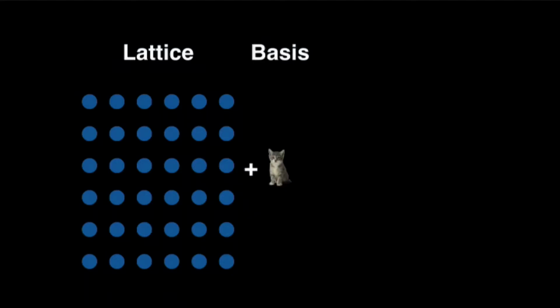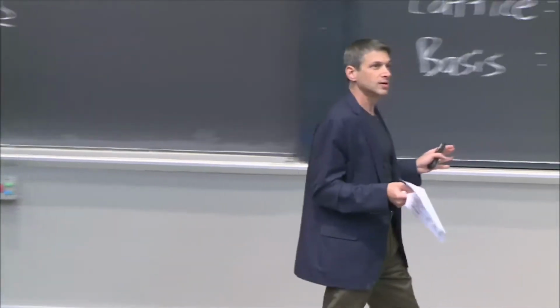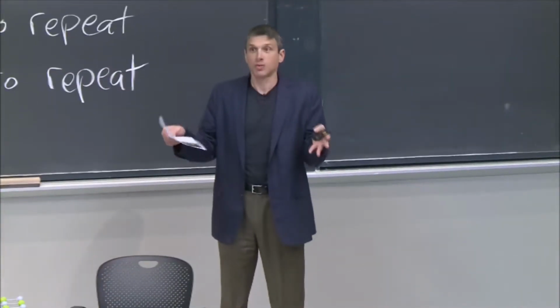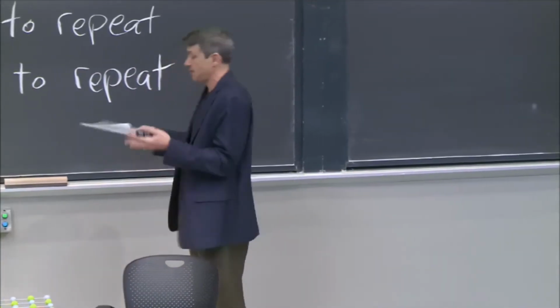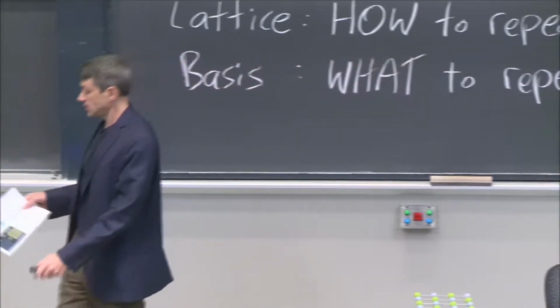And this is my crystal. It's a crystal of cats. That's okay. I have done nothing wrong, because I have simply, according to the rules of crystallography, had a lattice and a basis, and I've just defined my basis as a cat. And that's the crystal you get.